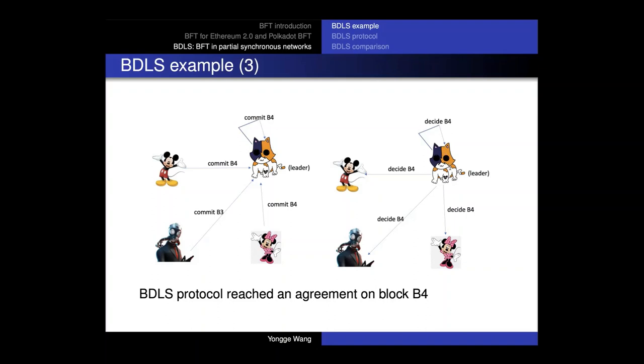That means Baby Master, the good guy, has very good news: B4 has been approved by the super majority. So he will broadcast decide B4. That means B4 will be our official next block. So that's how the system works.